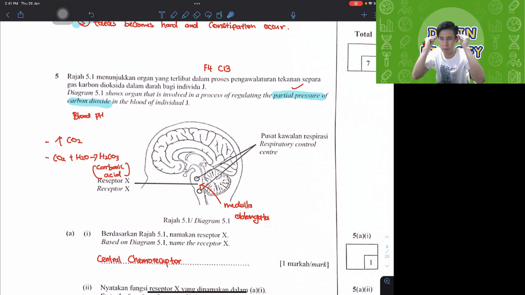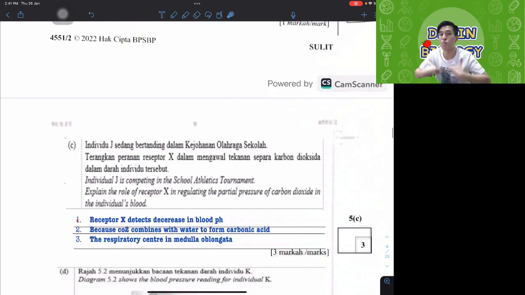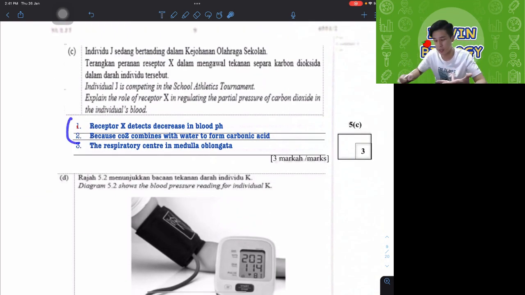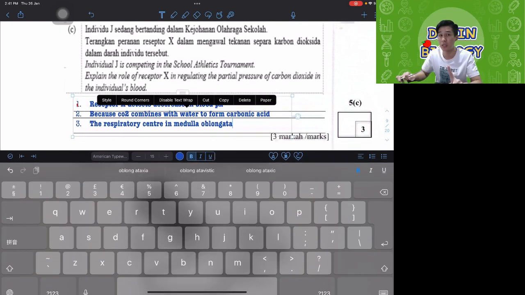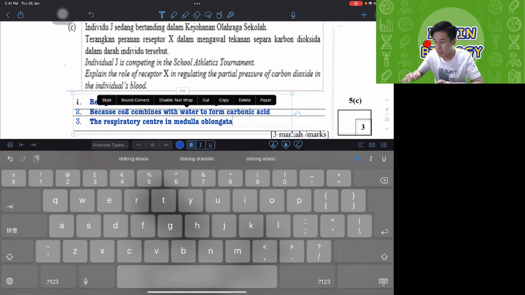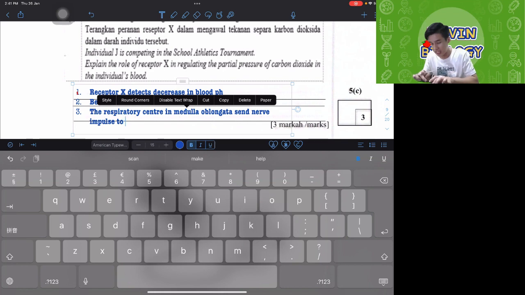So once they sense blood acidic, they know there's too much carbon dioxide. The medulla oblongata will then send signal to your lungs to make you breathe out. So that's what I'm going to explain here. I already mentioned I detect blood acid because of too much carbon dioxide. So now I want to control my breathing. Also, the respiratory center in medulla oblongata sends nerve impulse to your lung muscles. The two muscles in your lungs are called diaphragm and intercostal muscle.